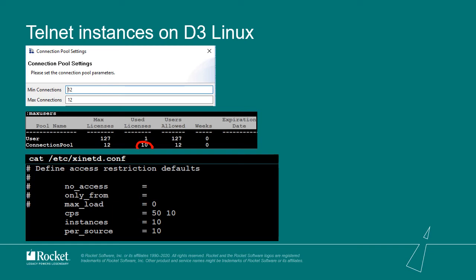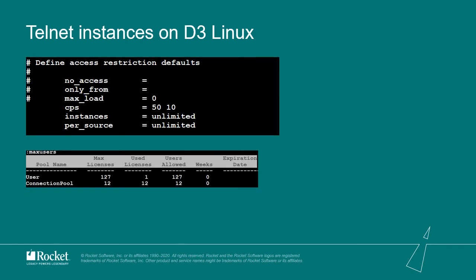The way to detect this is to do a max users in D3 and make sure that all your connection pools are being used. If not, you need to change the config file. This will be a little harder to detect if you're not using connection pools and the toolkit makes more than 10 concurrent connections to D3.